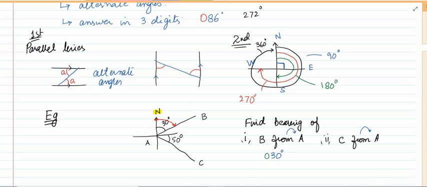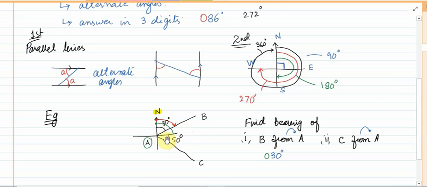Now the second part, C from A. So I am going to travel from the north of A until the line AC. I am standing at this point, and I start to travel. Till this point I have covered 90 degrees, as discussed here. From north till east I have covered 90 degrees. That means from the north till this line I have covered 90 degrees.